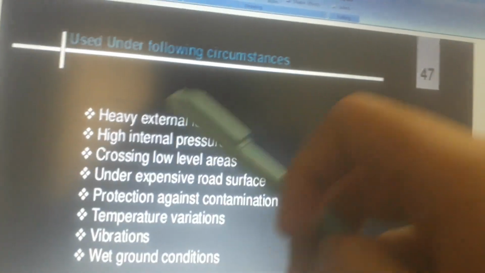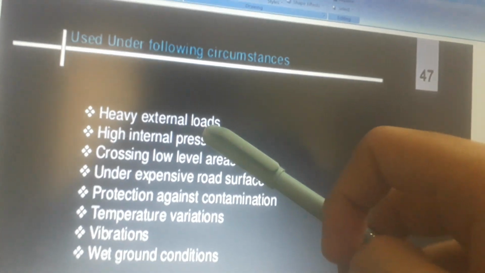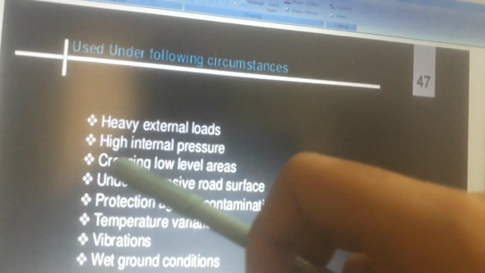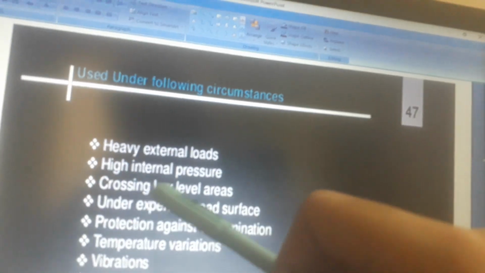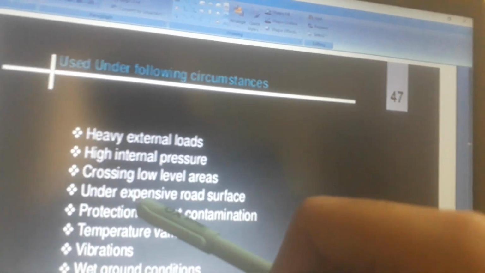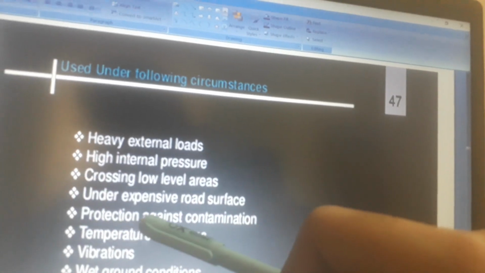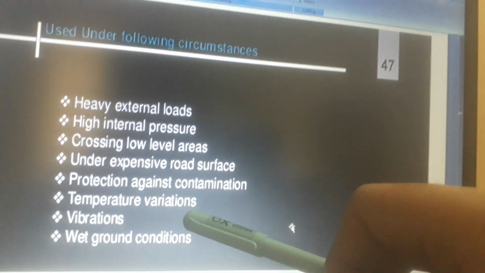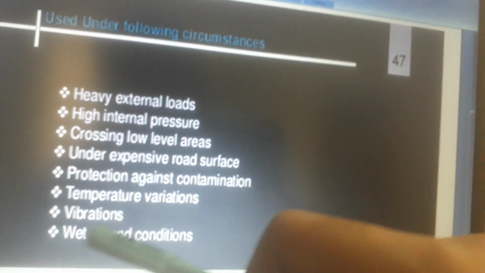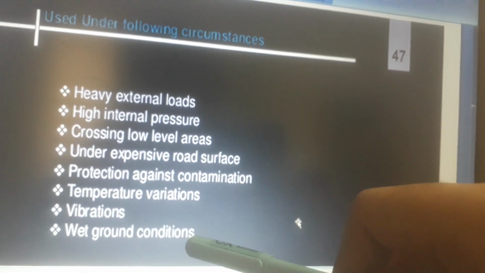Cast iron is used under the following circumstances: heavy external loads, high internal pressure, crossing low level areas, under expensive road surface, protection against contamination, temperature variations, vibrations, wet ground conditions.